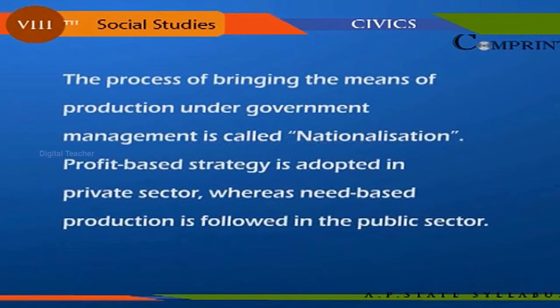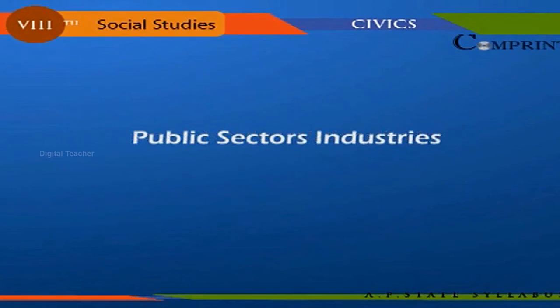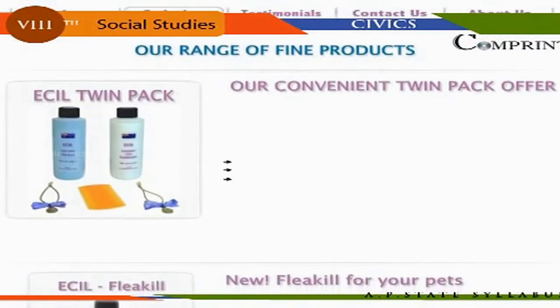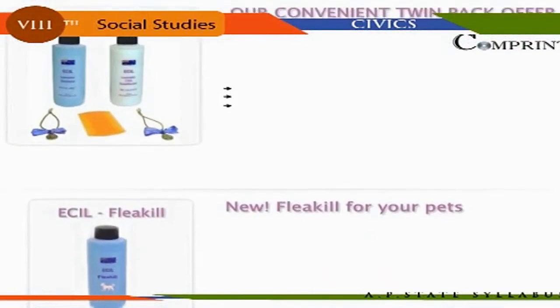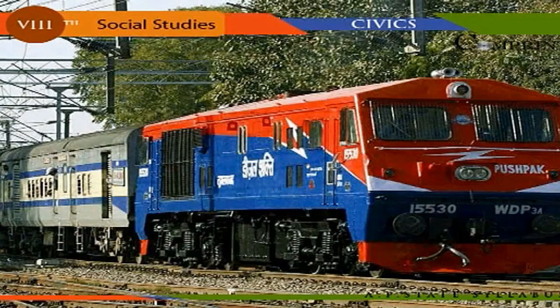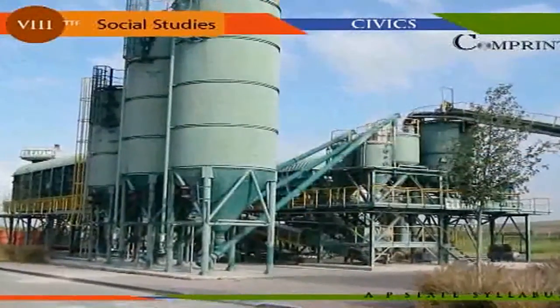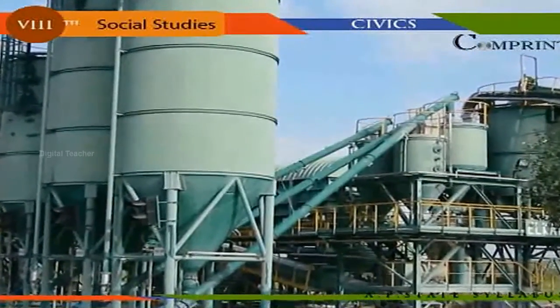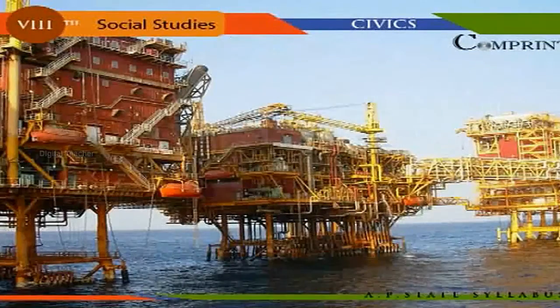Nationalization. The process of bringing the means of production under government management is called nationalization. A profit-based strategy is adopted in the private sector, whereas need-based production is followed in the public sector. Public sector industries. Several industries have been established in the public sector with government investments according to the ideals of socialism. Examples: locomotive works at Varanasi, integral coach factory at Perambur, steel plants like Bhilai, Roorkee and Vishakhapatnam, etc. Fertilizer factories at Sindri and other places.